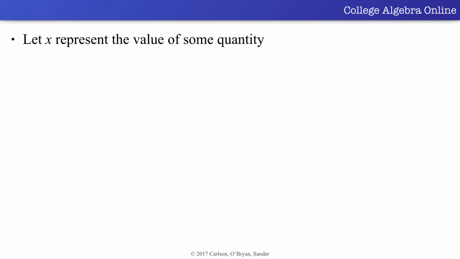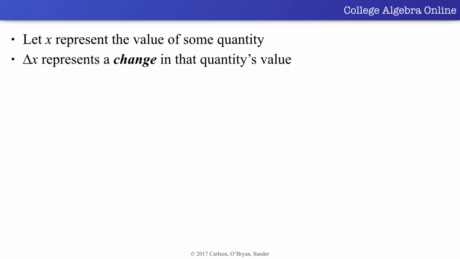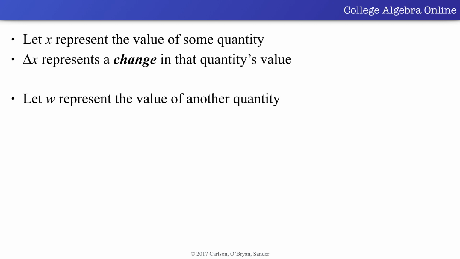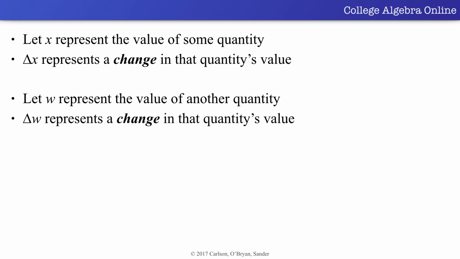For any variable quantity, we can define a new quantity that measures changes in the value of the original quantity. So, if we have a variable x that represents the value of a quantity, then delta x represents some change in that quantity's value. If we have a variable w that represents the value of another quantity, then delta w represents some change in that quantity's value.